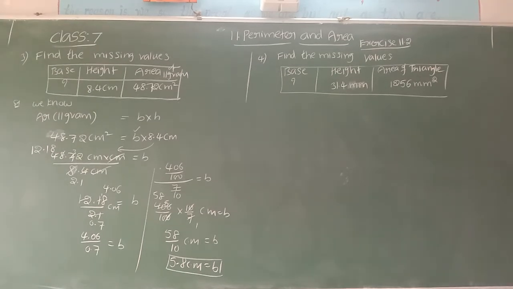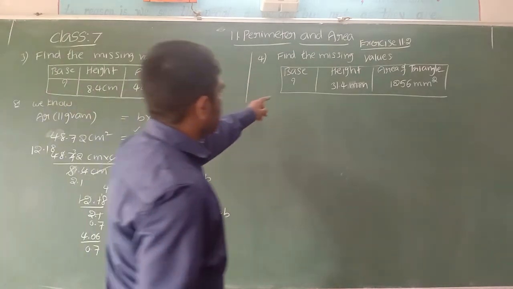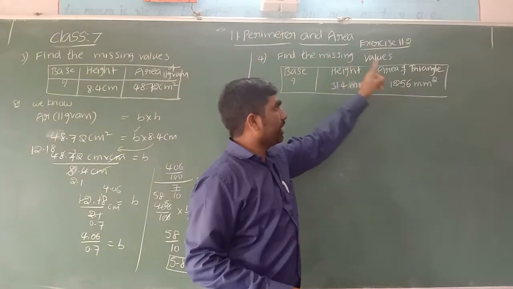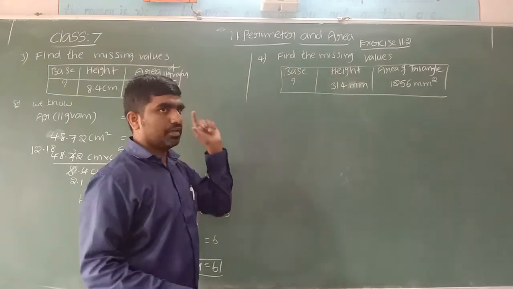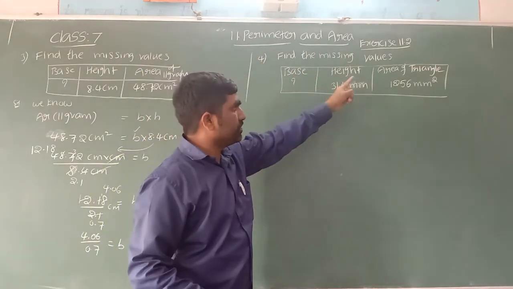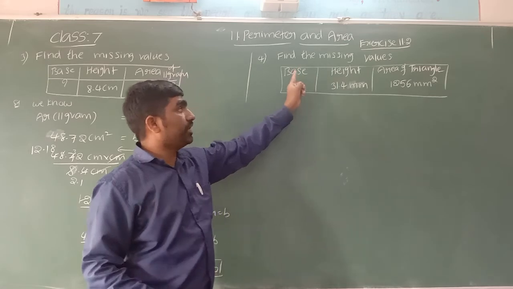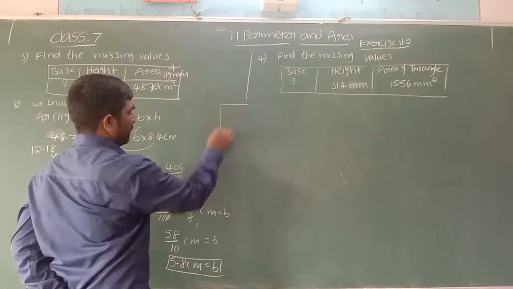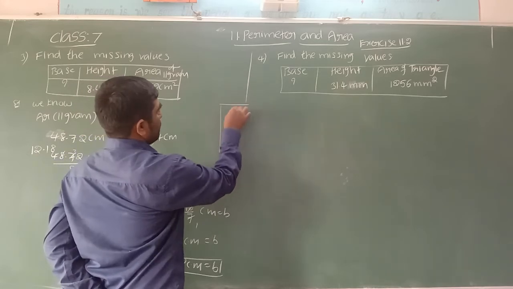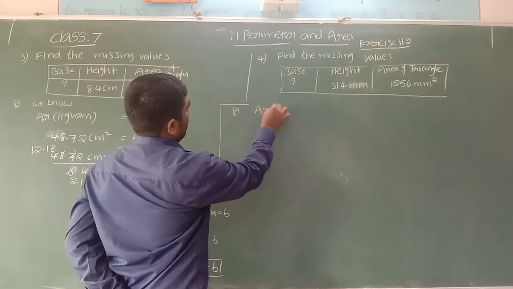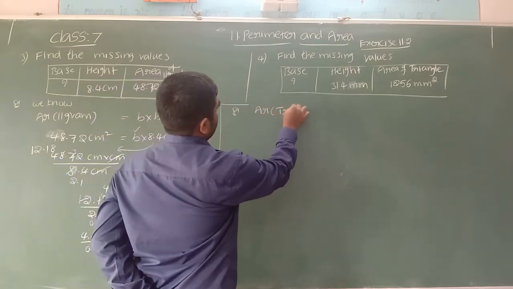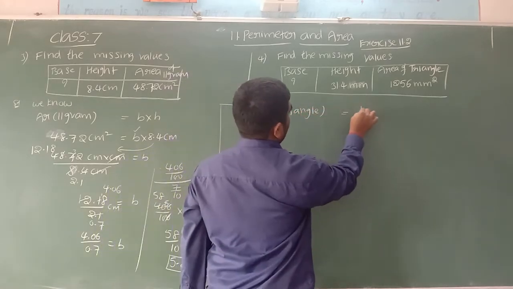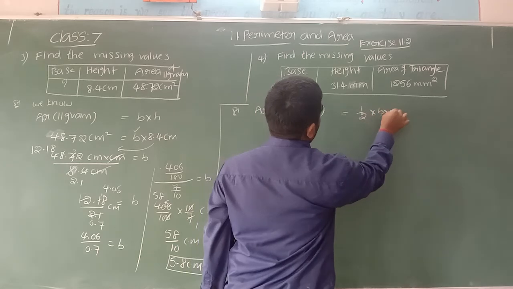Now let us find the missing value, base. Find the missing values, height and area of triangle. They have asked you to find the base. The relation between these three terms we know: area of triangle equals half into base into height. So the solution, you can see. Area of triangle, what is the formula we have? Half into base into height.